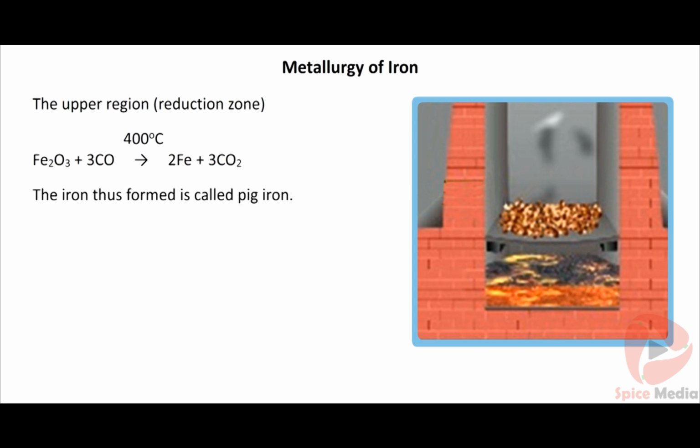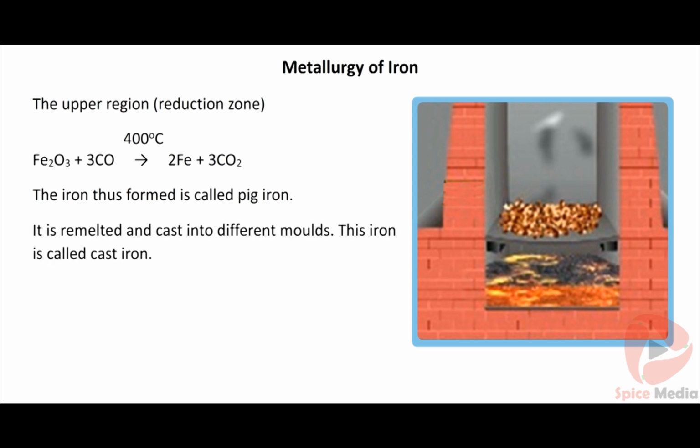The iron thus formed is called pig iron. It is remelted and cast into different molds. This iron is called cast iron.